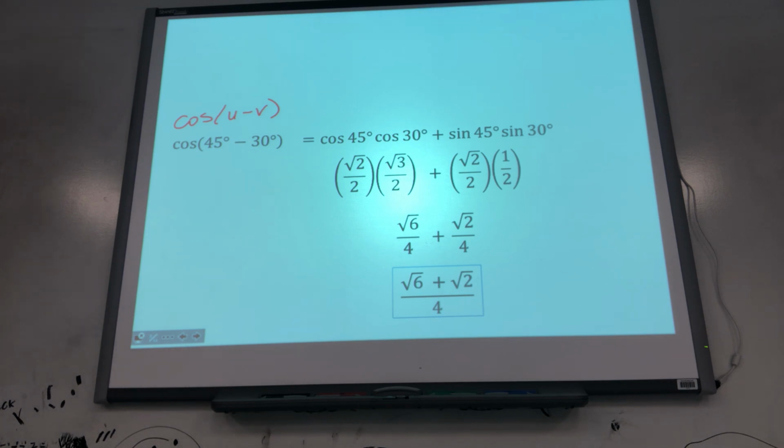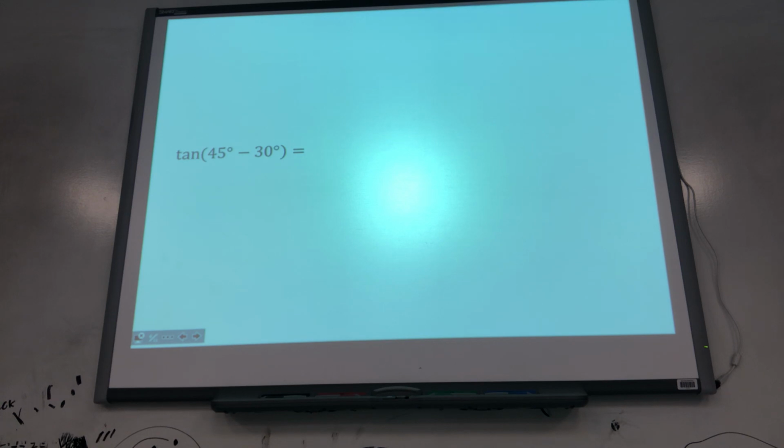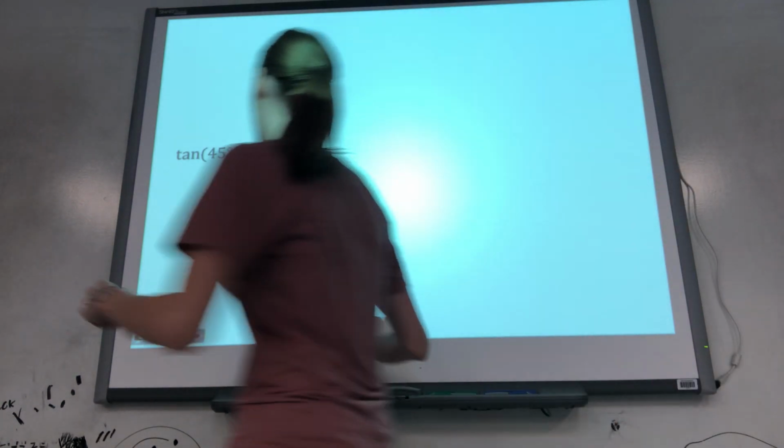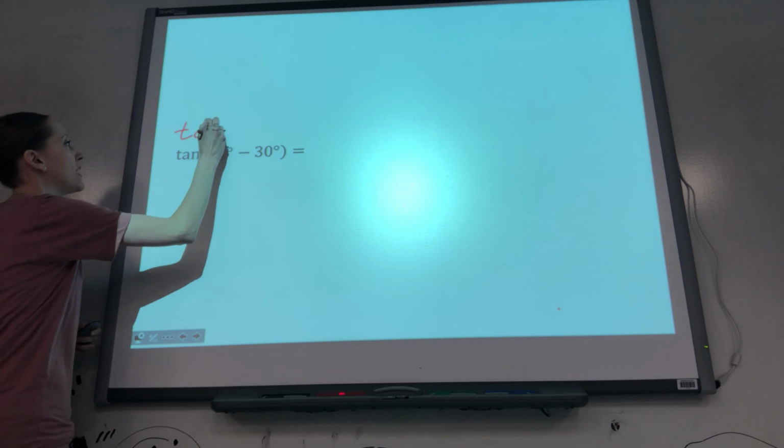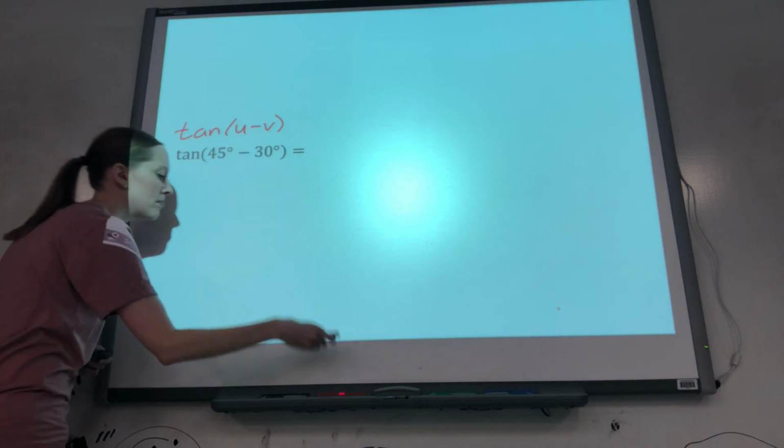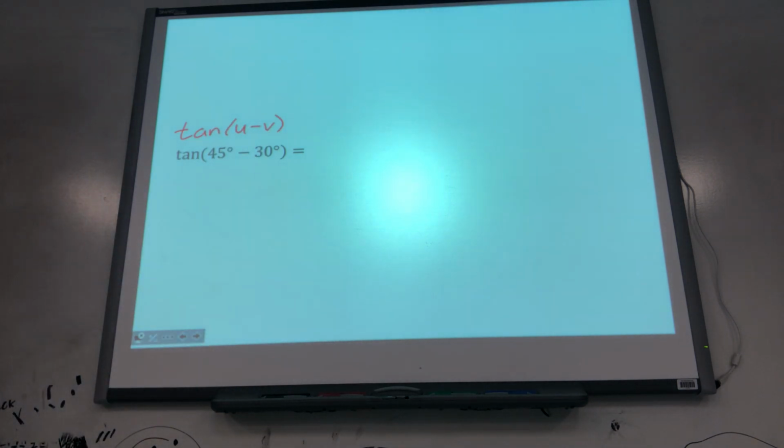So square root of 6 plus square root of 2, we're going to put that all over 4. Okey-doke. Now, any questions about cosine? We're looking good here. Last part is tangent. And remember, don't try to simplify too much on tangent. Those answers are just always going to be a little bit weird. And so I'm looking at the tangent of u minus v formula. It should be the very last one on that list.